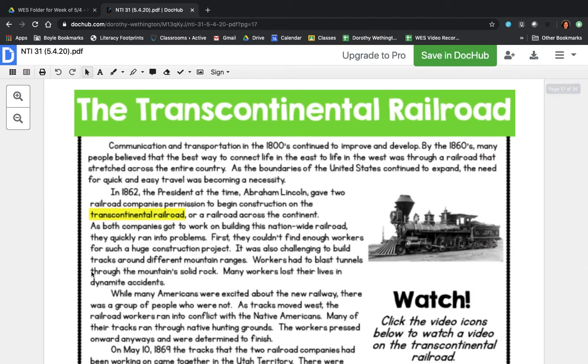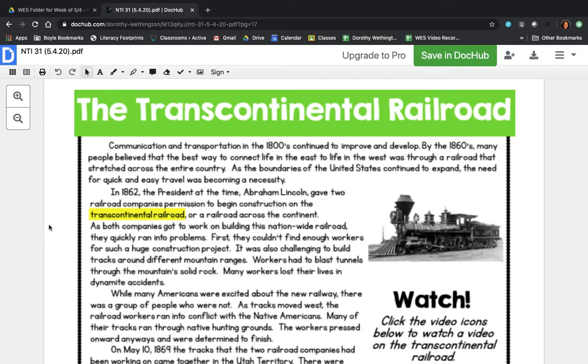The Transcontinental Railroad. Communication and transportation in the 1800s continued to improve and develop. By the 1860s, many people believed that the best way to connect life in the East to life in the West was through a railroad that stretched across the entire country.